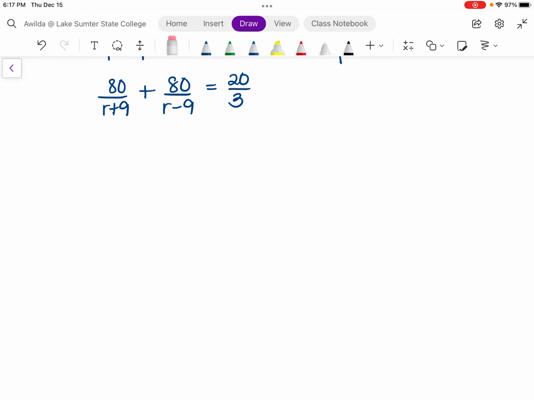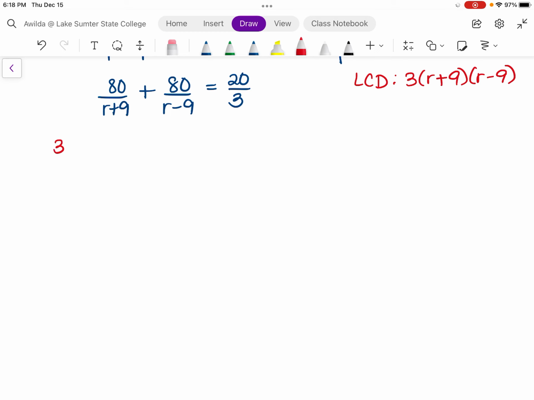In order for us to begin tackling this equation, we're going to try to clear all three of those denominators. And we're going to do that by multiplying both sides of the equation by the least common denominator, which in this case would be 3 times r plus 9 times r minus 9. We're going to make sure that every term is multiplied by this quantity.